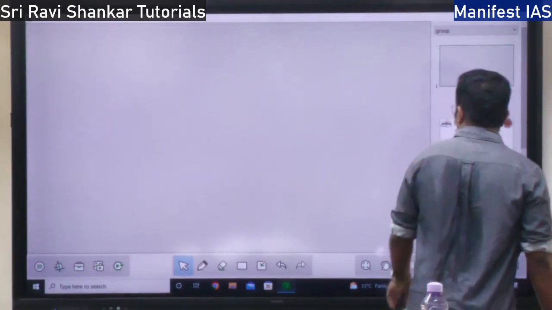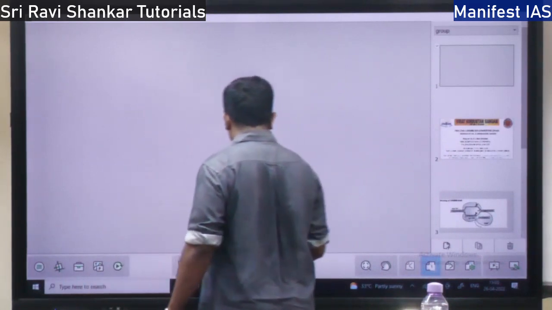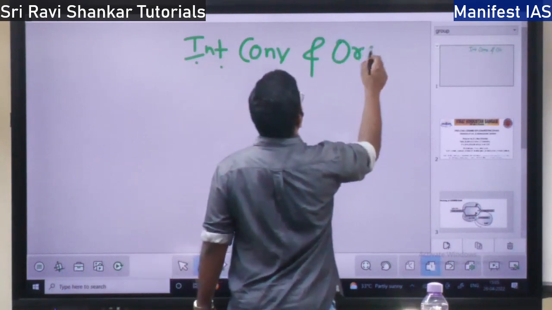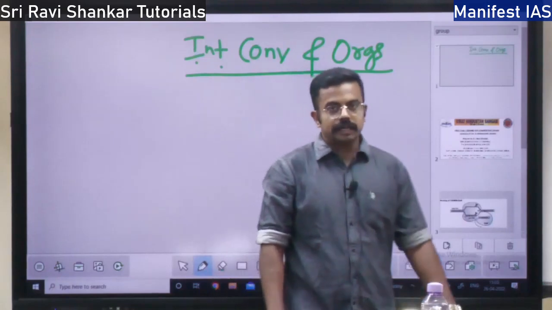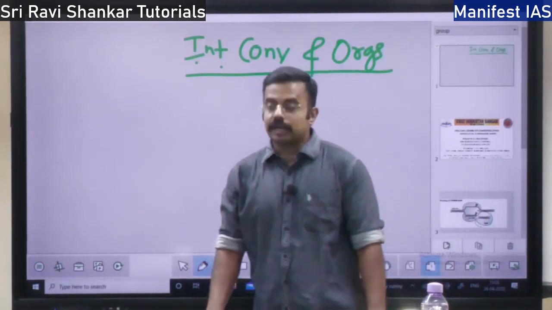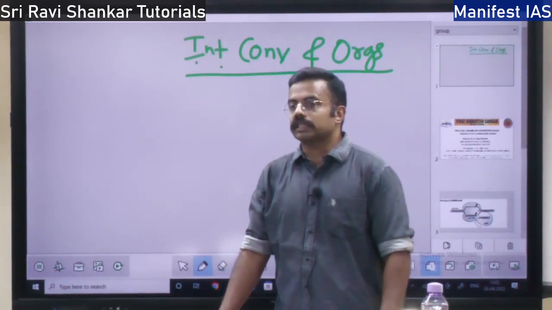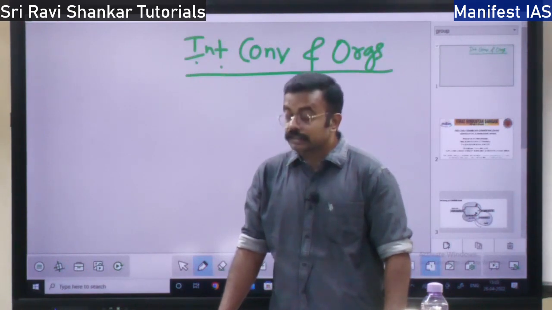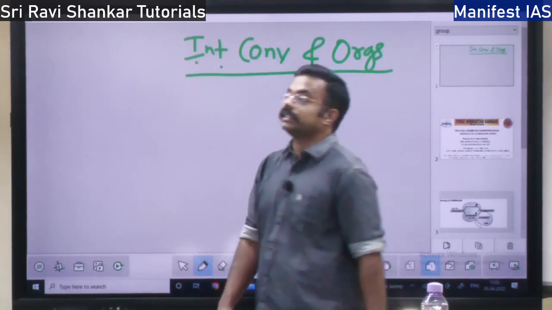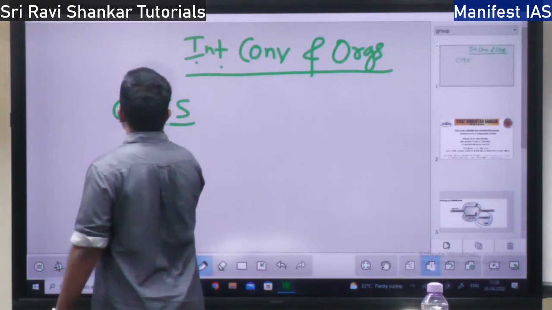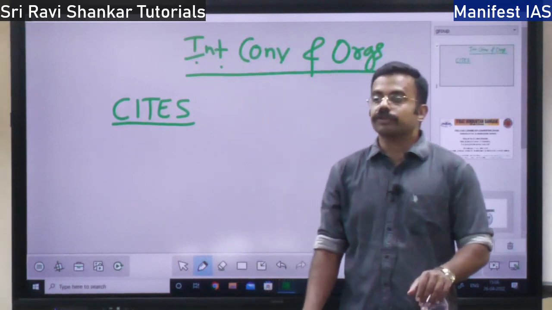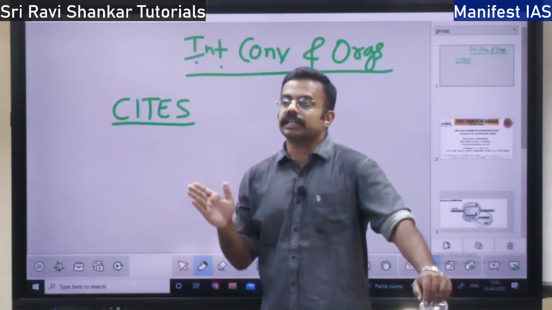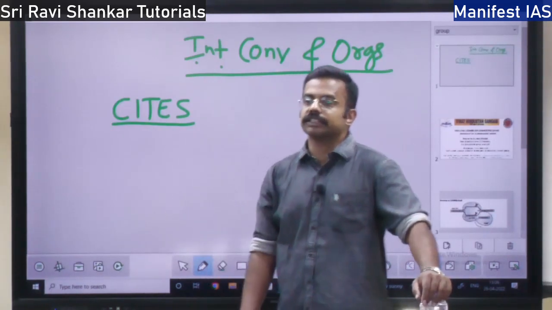We were discussing the international conventions and organizations. While ending, I discussed the Ramsar Convention on wetlands, right? Very important, also called the Waterfowl Convention. So now I am going to talk about the CITES Convention. What is the full form of CITES? Convention on International Trade in Endangered Species. Very important convention. You know the IUCN Red List categorizes vulnerable species into critically endangered, endangered, vulnerable, near threatened, data deficient, some 7-8 categories.